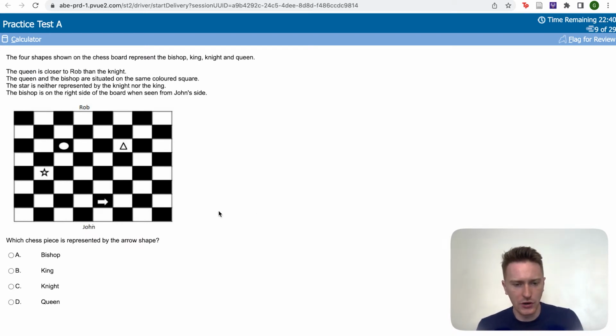Okay, another conceptual question. Again with a series of clues here. Okay, just reading through the clues. The queen is closer to Rob than the knight. The queen and the bishop are situated on the same colour squares.